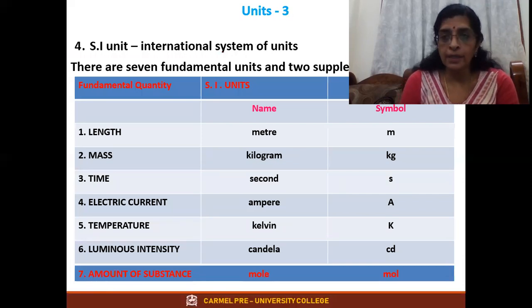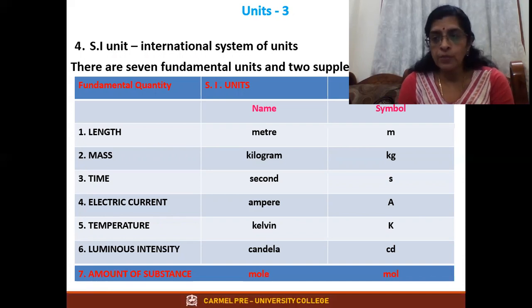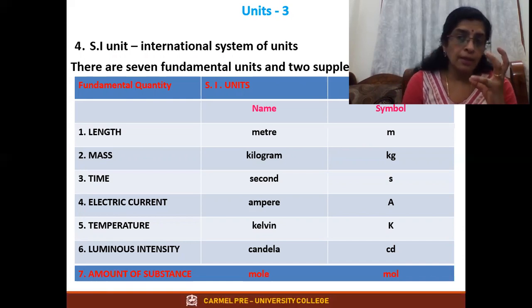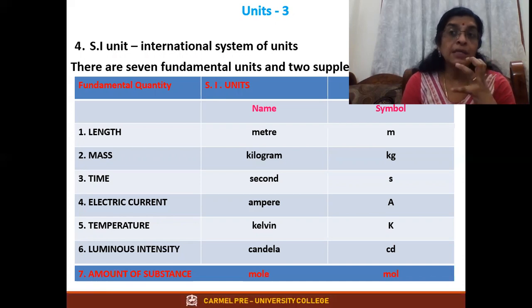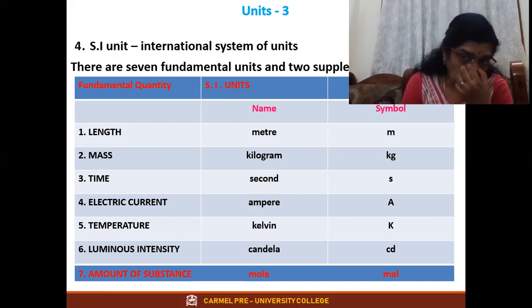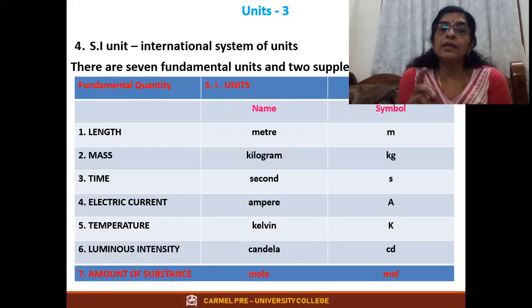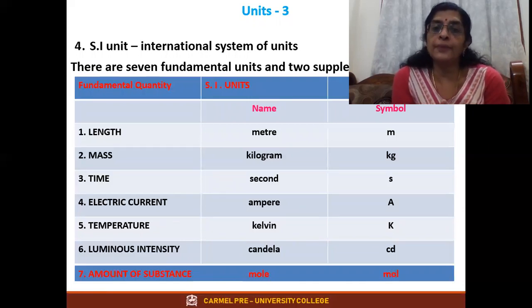There are 7 fundamental units and 2 supplementary units. What are the 7 fundamental units? Length, mass, time, electric current, temperature, luminous intensity, amount of substance. Luminous intensity is the measurement of light, right? For amount of substance in chemical reactions, we have the mole.